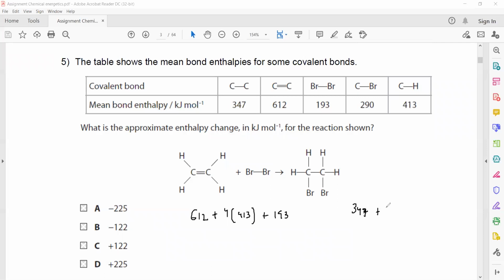That's the bond breaking. For bond forming, we are forming a carbon-carbon single bond, so 347. We are forming C-H bonds, 413, and we are forming C-Br bonds, 290, but they are multiplied by 2. So that is the bond forming energy. This one is the bond breaking. To get the enthalpy change, it is bond breaking minus bond forming. So what's the answer after doing the calculation, the bond breaking minus the bond forming? So question 5. B is the right answer, minus 122 kilojoule per mole.